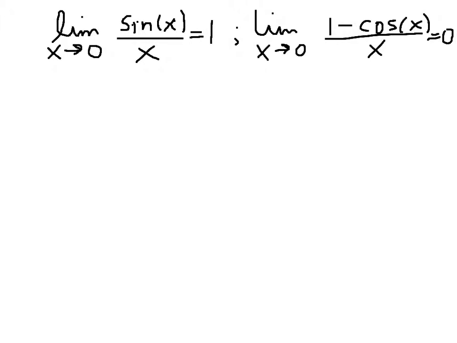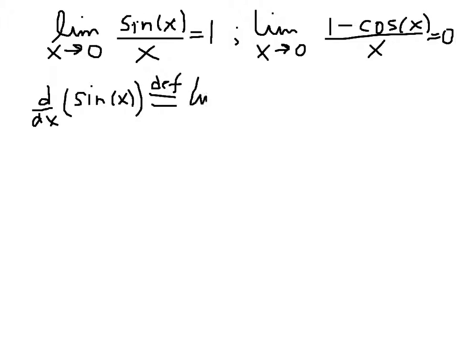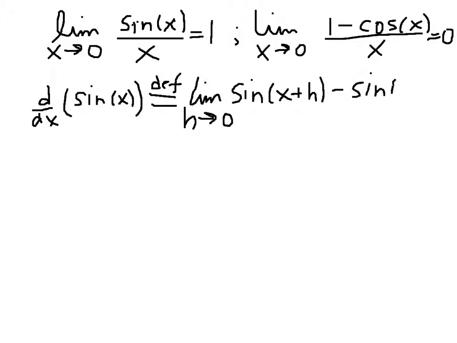Alright, so I've written down these two important results, these two limits. Now let's go to work and see if we can figure out, using the definition of the derivative, what the derivative of sine is. So if I take the derivative with respect to x of sine of x, this equals, by the definition, the limit as h goes to 0 of sine of x plus h minus the sine of x all over h.